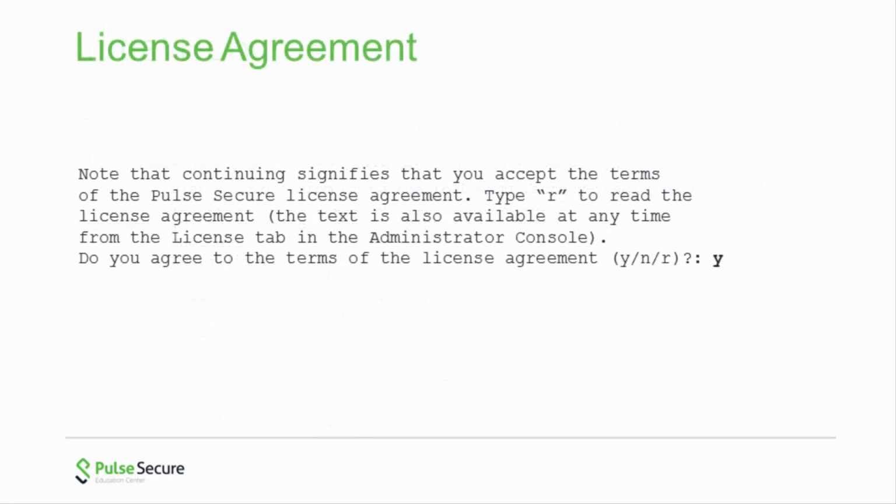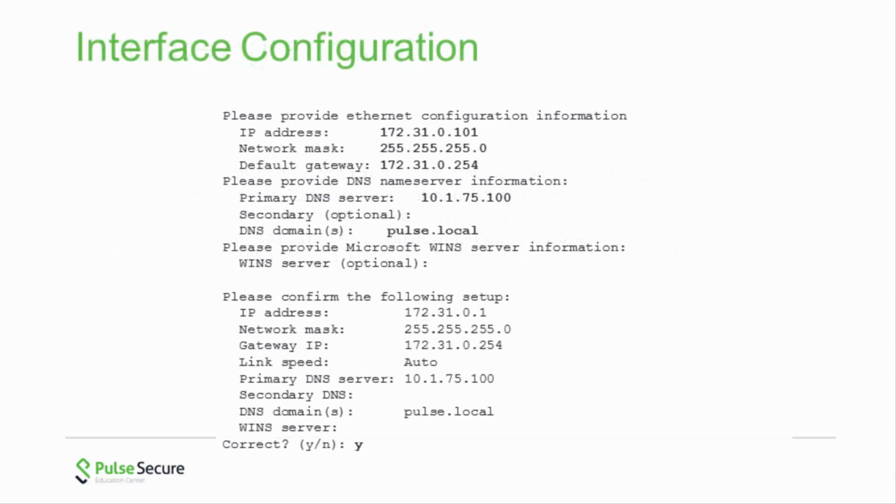Next, the system prompts you to accept the Terms of License Agreement for Pulse Connect Secure software. To read the specific license agreement, type R and press Enter. Otherwise, type Y and press Enter to continue. The next step configures Pulse Connect Secure for IP connectivity.